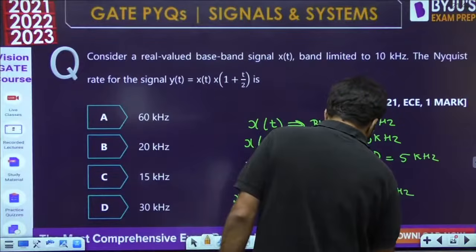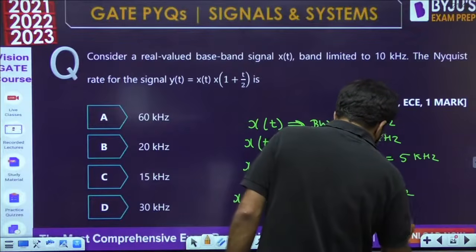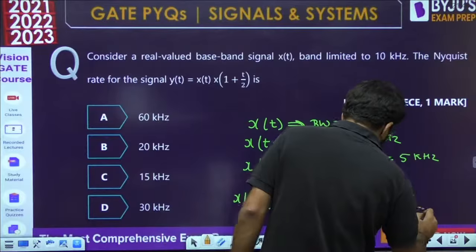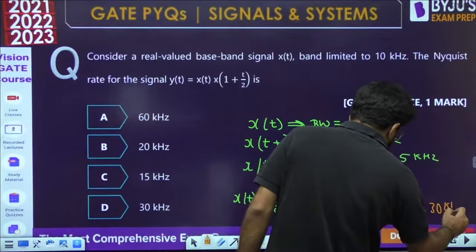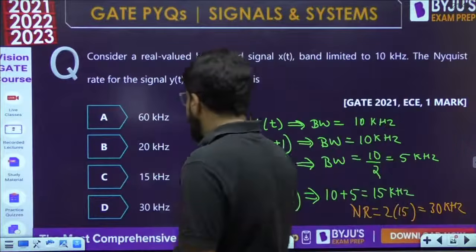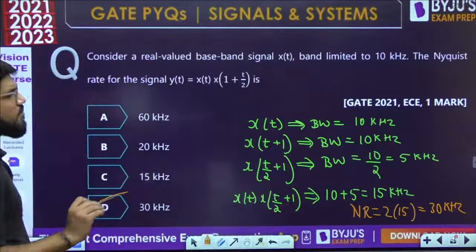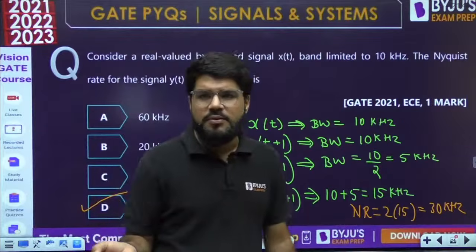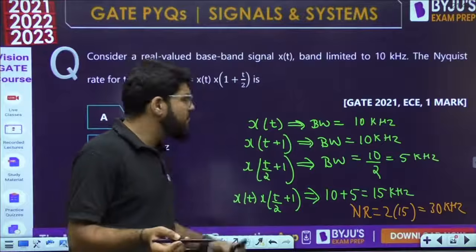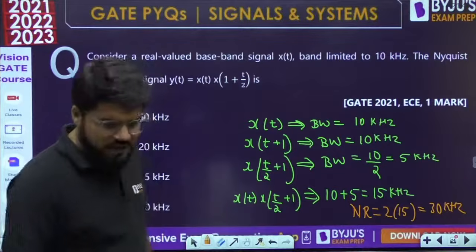So what should be the Nyquist rate? Nyquist rate is twice of this, that is 30 kilohertz. Nyquist rate, we know, is twice the bandwidth, so that is 30 kilohertz. Option number D, 2021, 1 mark fundamental question. Because it is 1 mark, we have to have that 1 mark approach.